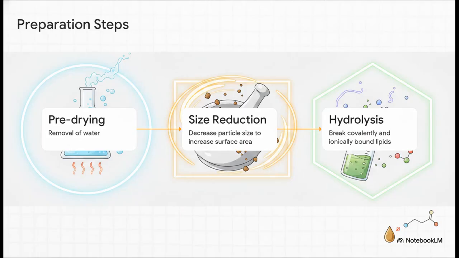So let's see how this all builds into our standard 3-step sample preparation protocol. First up, we remove the water through pre-drying, because organic solvents really don't mix well with moisture. Second, we reduce the particle size. And third, if necessary, we hit it with that acid hydrolysis. Boom! Now our food is perfectly primed for extraction.